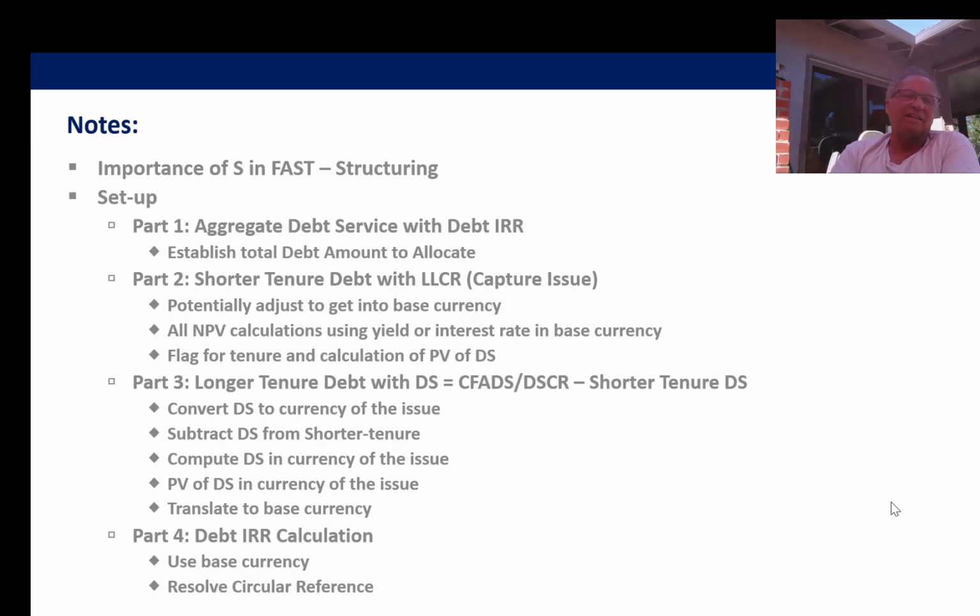Part one, aggregate debt service. Part two, shorter tenor of the debt with the LLCR. Part three, longer tenor with our capturing process. Each one has the adjustments. Each one can have your currency adjustment. If you're really fancy, you could make your model switch from soles to USD and put a different base currency, and then you'd have to do the translation adjustment on the other currency, and you can put everything in USD. It's just as easy. Don't think one is better than the other. Okay. And then step four is the debt IRR, which feeds all the way up into the aggregate debt service.